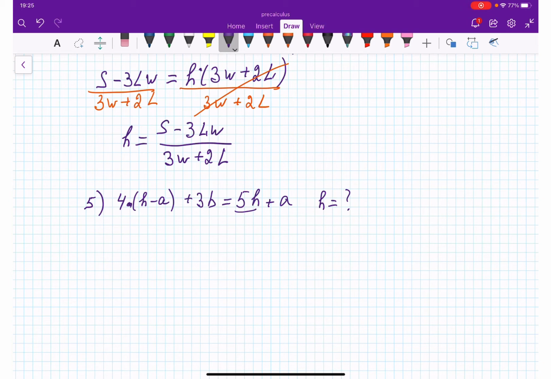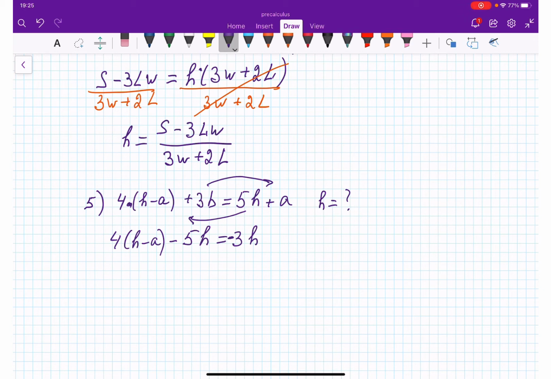Okay, let's see what I'm going to do step by step. So step number 1, 4 times H minus A, and I'm bringing 5H to this side and 3B to this side. 5H I'm moving to this side because I have H here also. 3B I'm moving to the other side because there is no H there, so it's going to be negative.